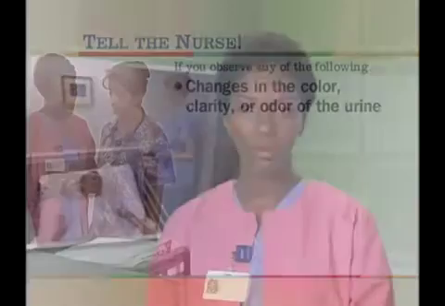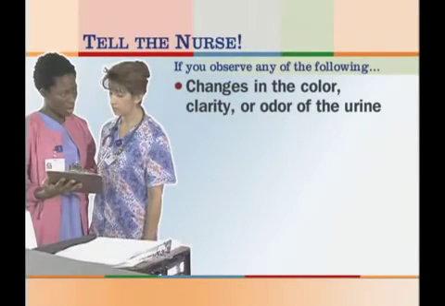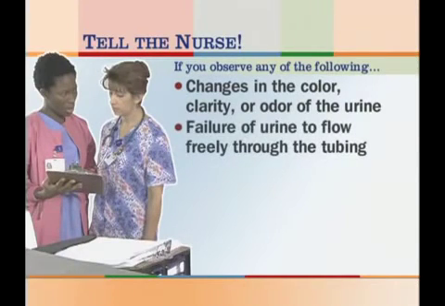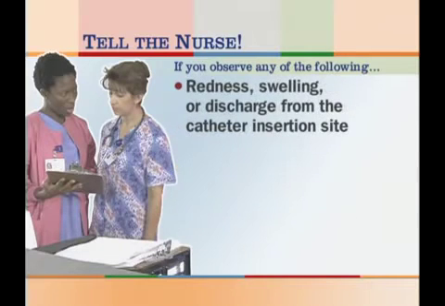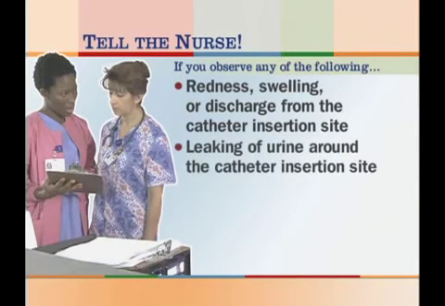While assisting a patient or resident with an indwelling catheter, be sure to notify the nurse if you observe any of the following: changes in the color, clarity, or odor of the urine, failure of urine to flow freely through the tubing, the person complains of pain or discomfort as a result of the catheter, redness, swelling, or discharge from the catheter insertion site, or leaking of urine around the catheter insertion site.